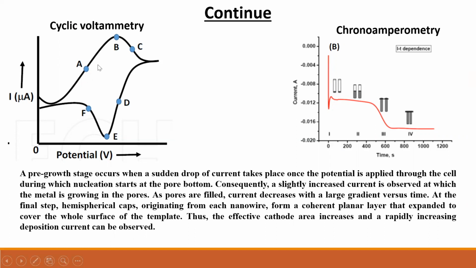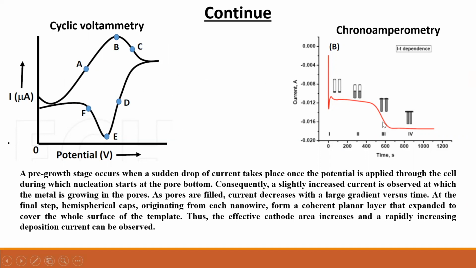So the plot ABC shows us the reduction plot, whereas the plot DEF shows the oxidation plot. The reduction will deposit the material, and the oxidation will oxidize it to form the solution again. So we determine the deposition potential from the cyclic voltammetry.